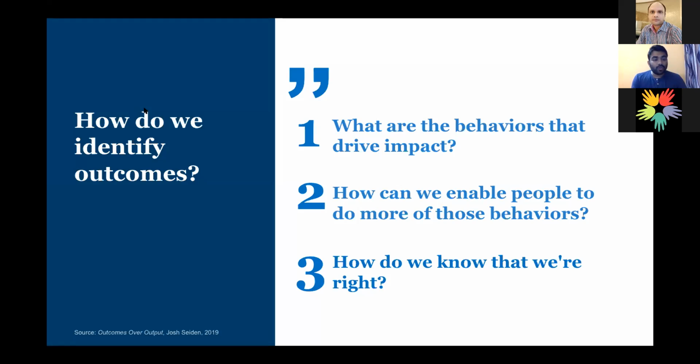So how do we try to see whether the outcomes that we are defining are the right ones? We have three magic questions here. Let's use these magic questions now, and let's see how the case that I've put up here still holds up, right? These three magic questions are going to help you define better outcomes. The first magic question is: what are the behaviors that drive impact?